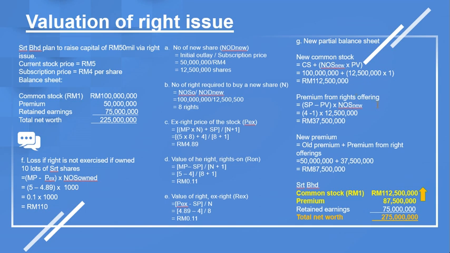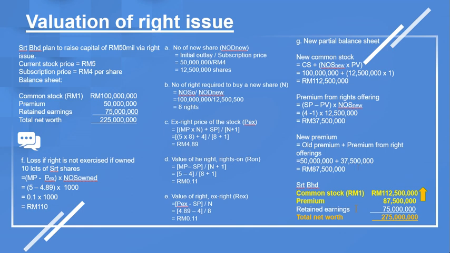And the premium from the rights offering is determined by taking this formula, and it shows that the premium from the rights offering is 37.5 million, and the new premium therefore is the existing premium plus the new premium from the rights issue, and the new premium ultimately becomes 87.5 million.